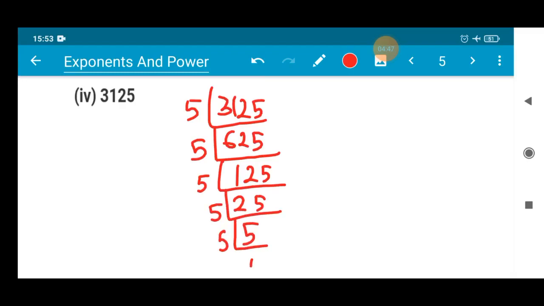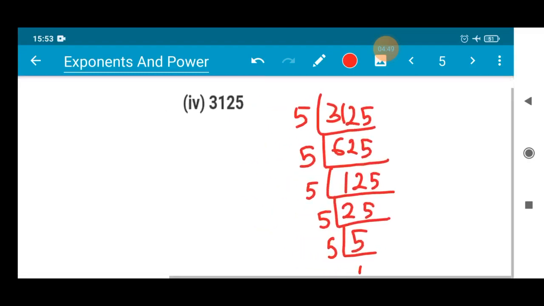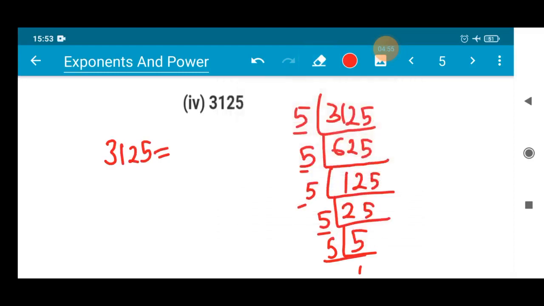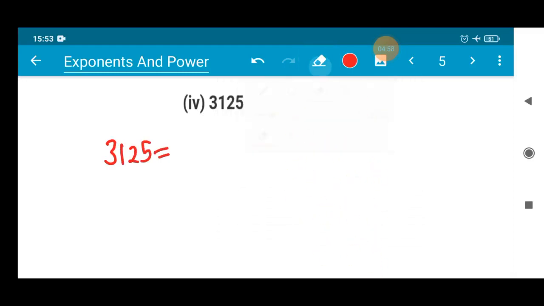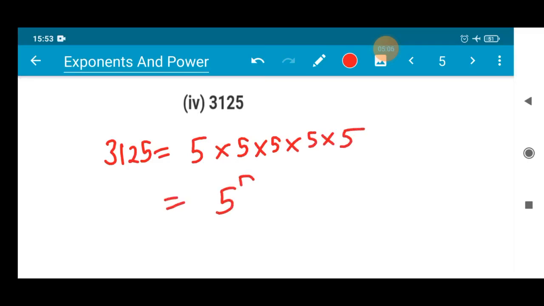So here our answer, the exponential notation of 3125, is 1 2 3 4 5 times. It is 5 times, so it will be written as 5 to the power 5. This is the way of representing 3125 in exponential notation or exponential form.